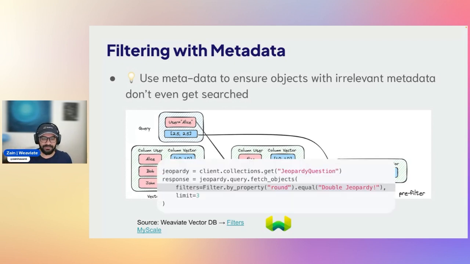And so with Weaviate, this is a simple one-liner where you can add one filter, or you can add compositions of multiple filters across multiple metadata fields directly into your vector database query. If you want to learn more about it, there's a whole explanation page over here at the bottom.